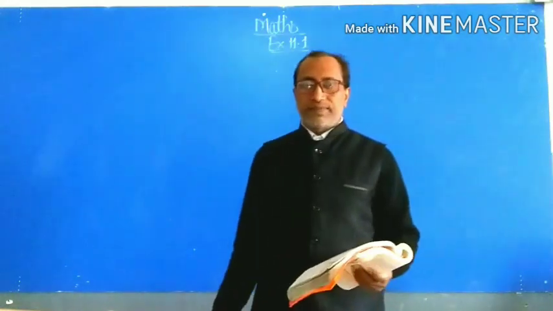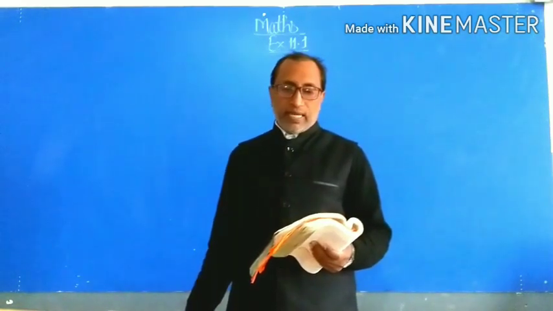Good morning, students. I am going to start exercise 11.1, in which the first question is: a square and a rectangular field with measurement as given in the figure have the same perimeter. Which field has a larger area? In this question, a figure is given of a square field and a rectangular field. The square field's side is 60 meter and the rectangular field's length is 80 meter.